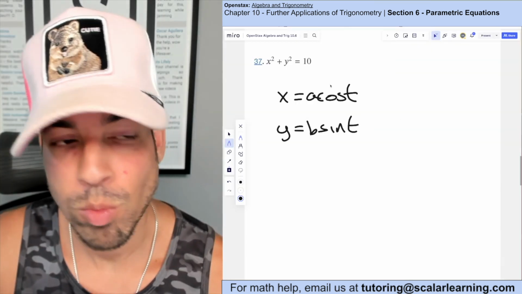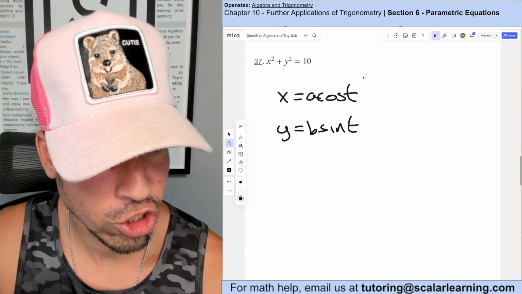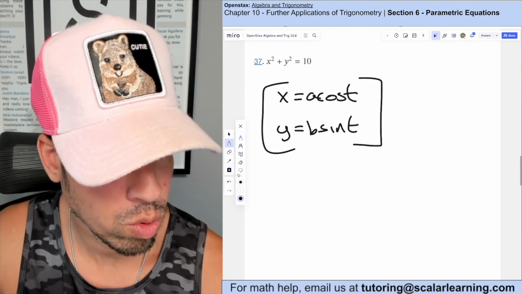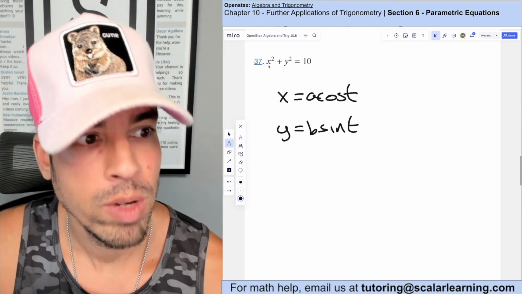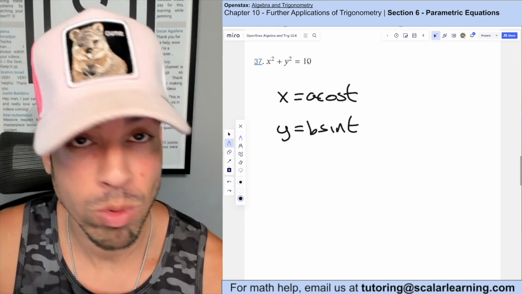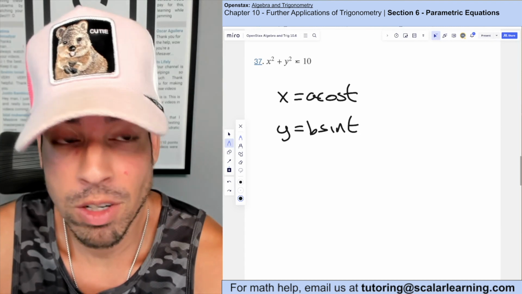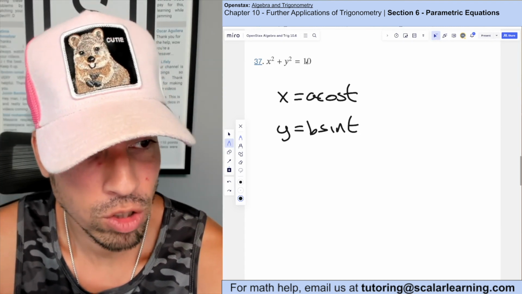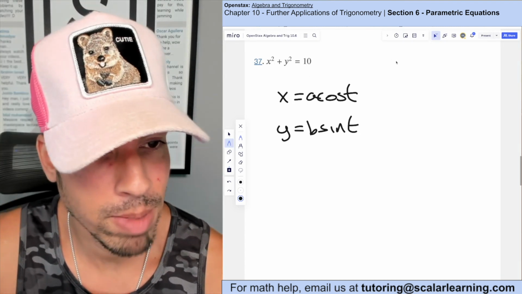Done. So for this one, we're trying to make the conversion to parametric equations using these two equations right here. Now, we have this really cool thing, right? x squared plus y squared equals 10. But what would be better is if we had something squared plus something squared equals 1. So I'm going to divide everything by 10 first of all.